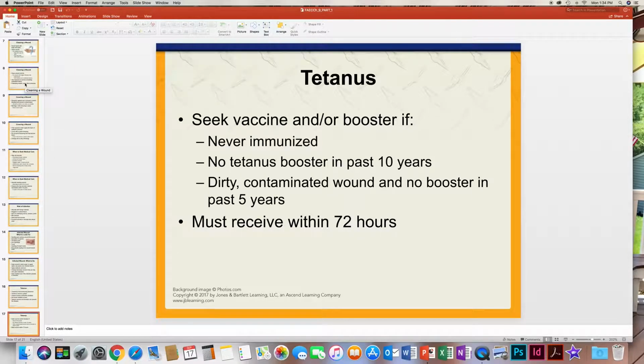If you've never been immunized, you will get a tetanus shot, and if you haven't had one in 10 years, then you will get a tetanus shot. Or if the wound is very, very dirty and you haven't had the booster, they'll give you a booster if you haven't had it in 5 years. You must receive it, though, within 72 hours of the wound in order for it to be effective.